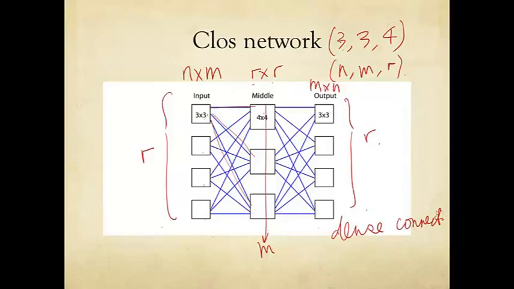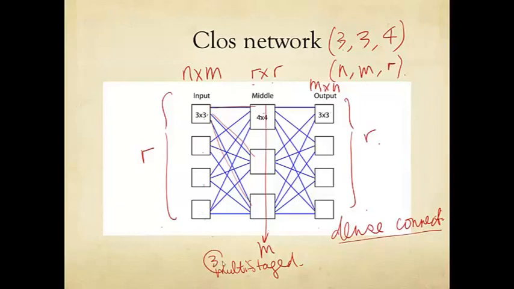Now, of course, it's not full mesh. I'm not connecting every switch with every other switch. For example, input and output switches are not directly connected. But it is staged. It is a multi-staged, dense connectivity with a lot of rich connectivity patterns. And of course, in this case, it is a three-stage Clos network.